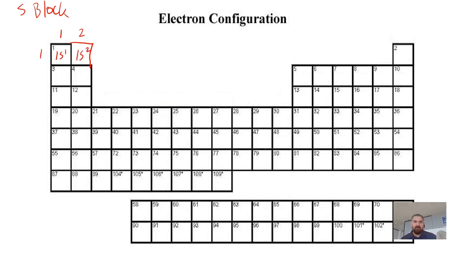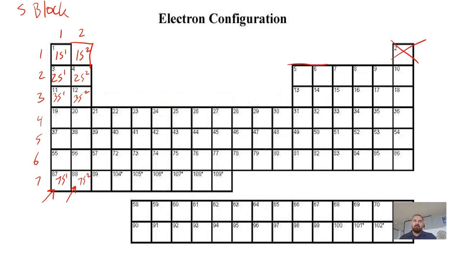Now if we move to the next period, period 2, this is going to be 2s1. This is going to be 2s2. In period 3, this is going to be 3s1. This is going to be 3s2. So here's period 4, 5, 6, and 7. We're not going to label all of these. But in period 7, what's this one going to be called? 7s1. What about this one? 7s2. All right, let's go ahead and move to our next block.